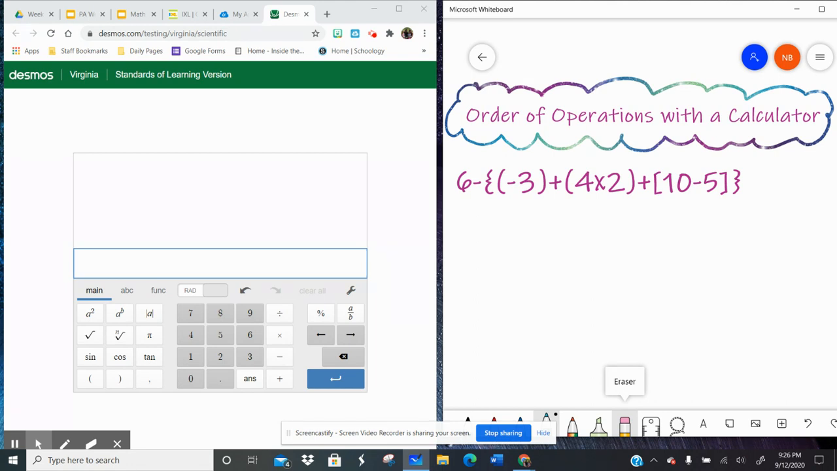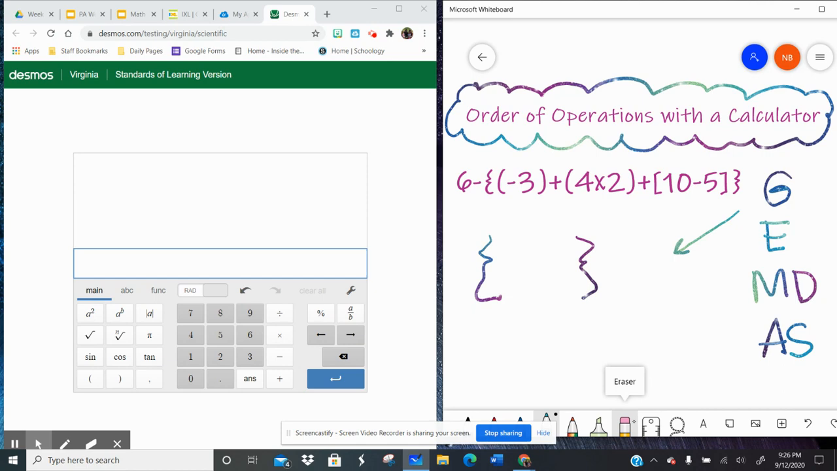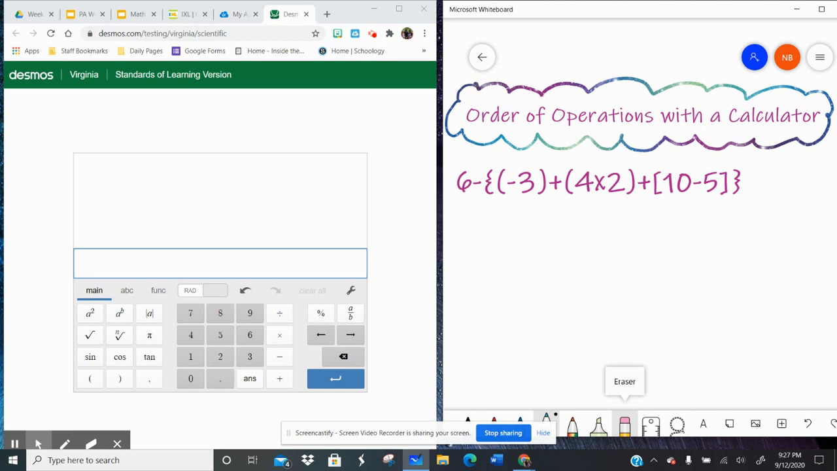So we could work this out very much longhand using the orders of operations GEMDAS. Remember, like we told you, grouping symbols, exponent, multiply and divide from left to right, and add and subtract from left to right. And with those grouping symbols, we have the braces, the parentheses, the brackets, and then, of course, the fraction bar. So we could very much work this problem out longhand, but we do have the use of the calculator.